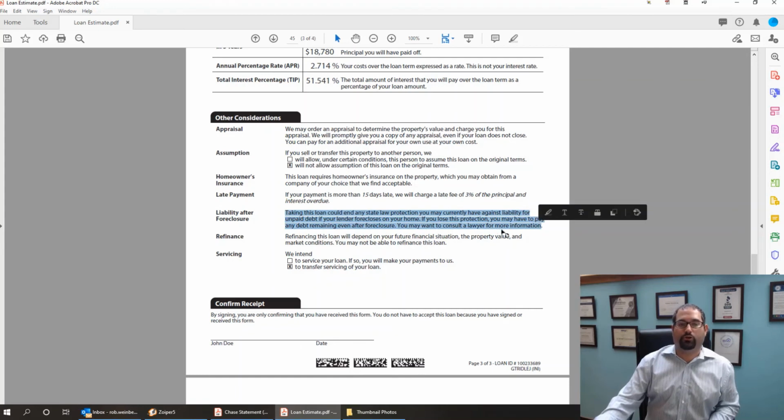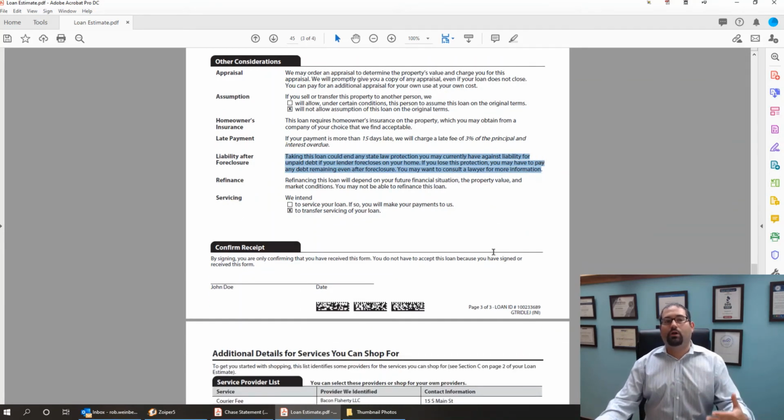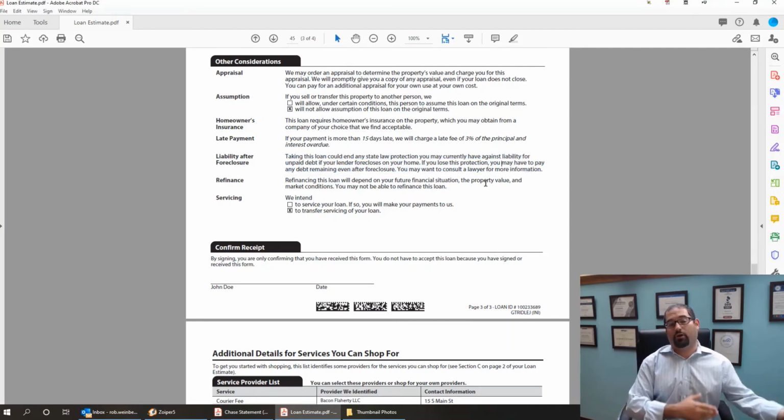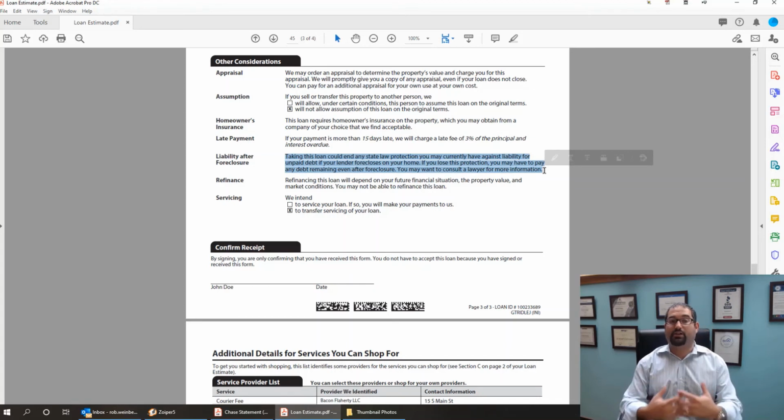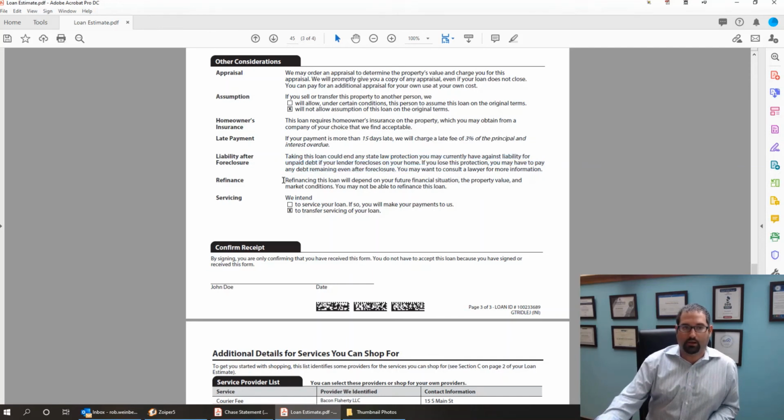Liability after foreclosure explains that if you do a short sale or your home gets foreclosed upon while this mortgage is on it, and they don't sell the house for enough to pay off the mortgage, then you may have liability. There may be a tax liability that you have after the foreclosure because they didn't pay the loan off in full. This happens a lot with a short sale, specifically if the house that you're buying or refinancing goes into short sale, you may have that tax liability. It talks about that here.